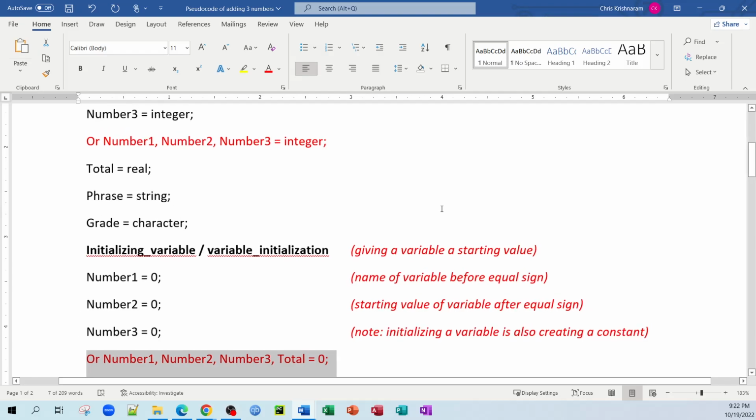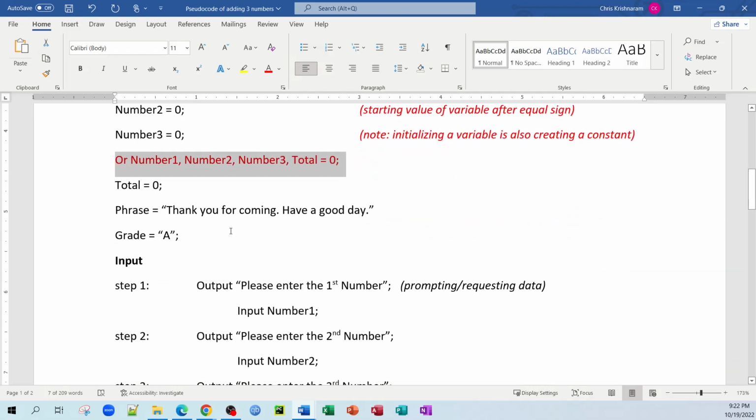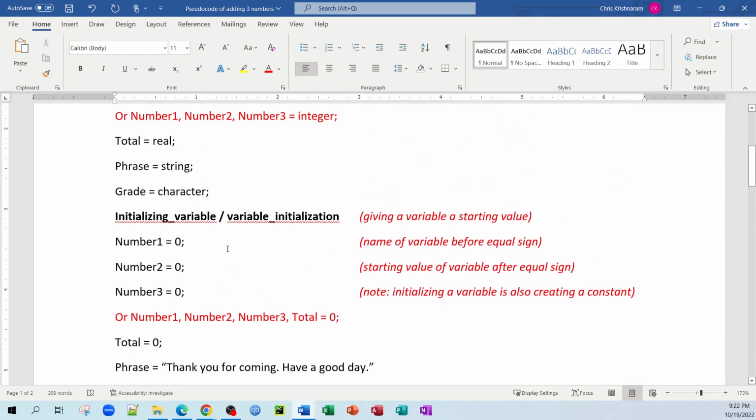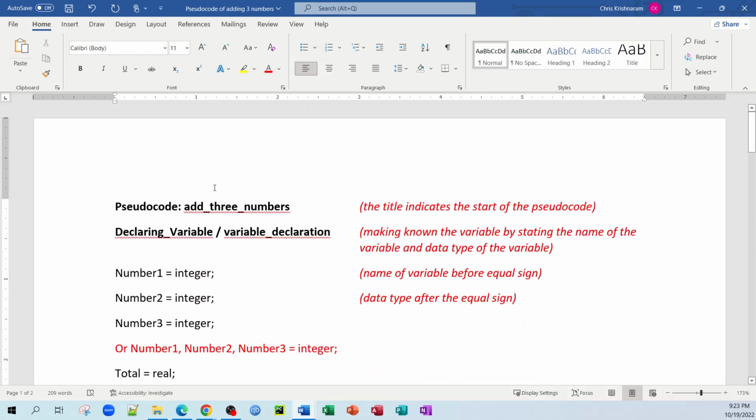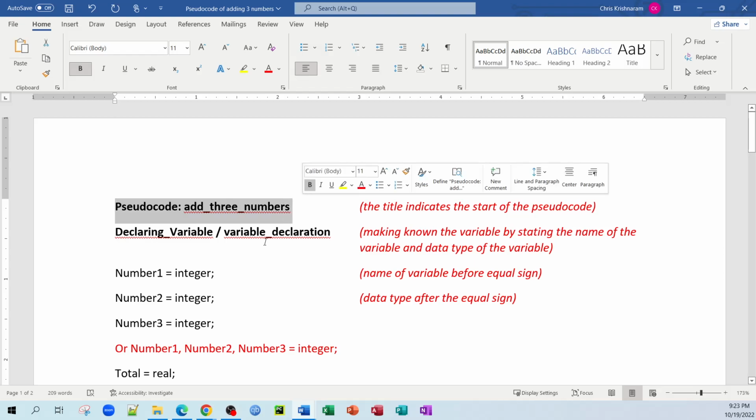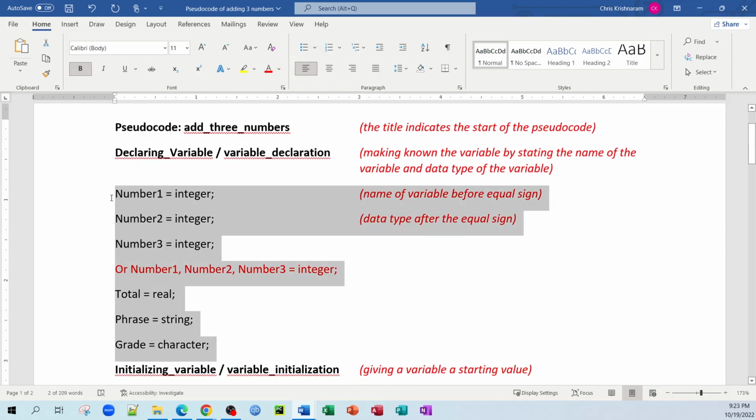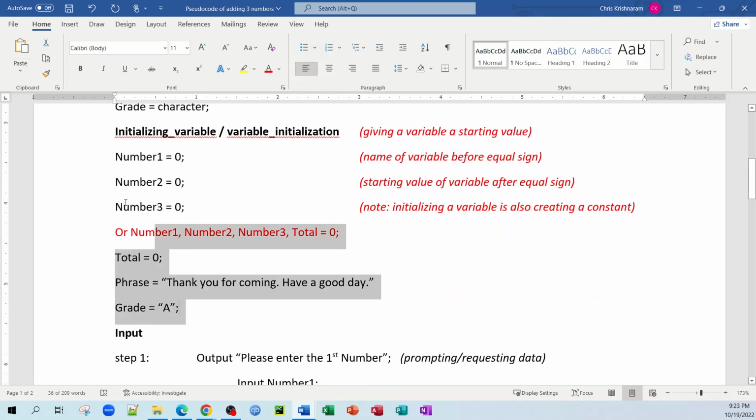Alright, so I'm not gonna go further with pseudocode. You guys can actually also start this part of your pseudocode. So you have 3 things that you can start working on for your program SBA: the IPO chart, the problem statement, and you can start the very first part of your pseudocode. You can start creating your title, declaring your variables, and initializing any of your variables that you might need.